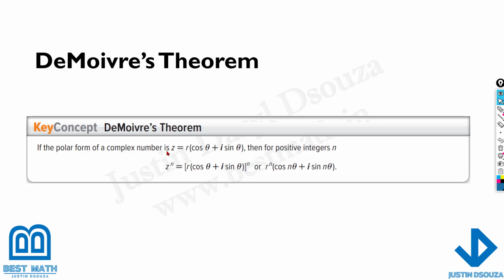So if you want to raise this, say, to the power n, then you need to raise the radius to the power n and then multiply n along the angle of cosine and sine. The theta will be the same value. Remember, here it must be in this form, that is r cosine theta plus i sine theta. That is in polar form. If at all it's in rectangular form, you need to convert to polar form and then solve it.